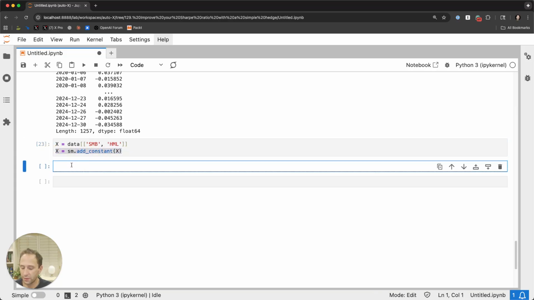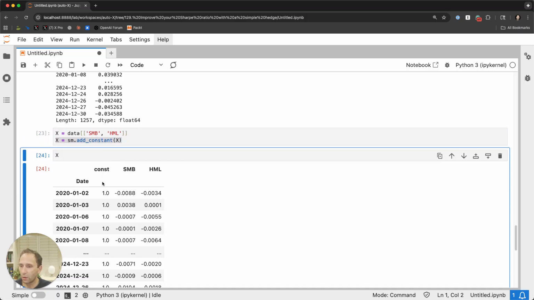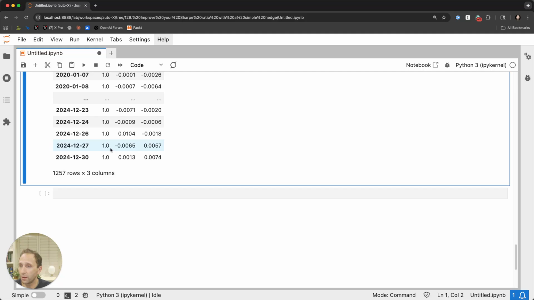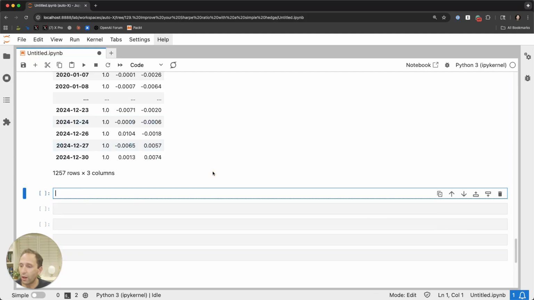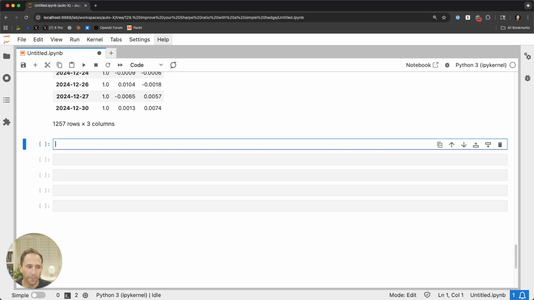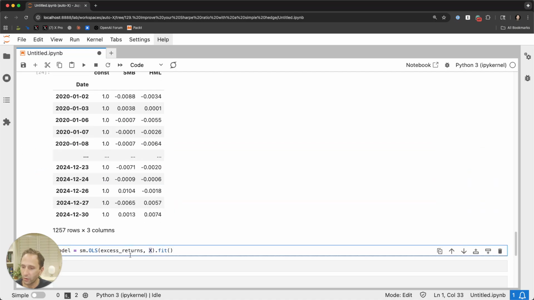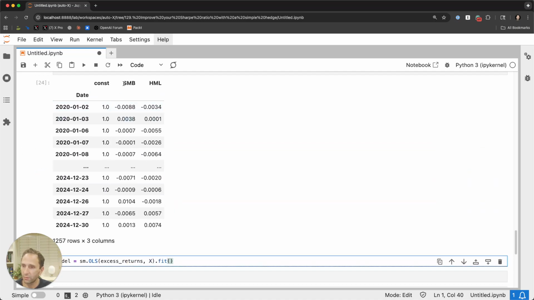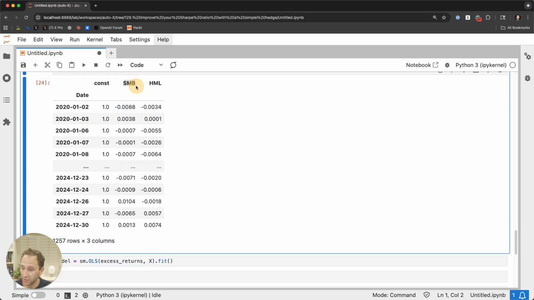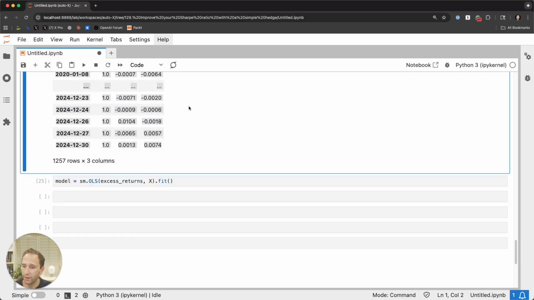And what this does is it just creates a whole column of ones. And what the one does is it forces statsmodels to create an intercept, or the alpha term in your linear regression. We can then fit a model very easily here. We pass in the excess returns and the X variable. So we are regressing the excess returns against basically the size factor and the value factor.